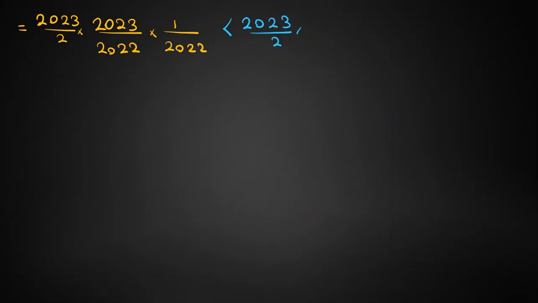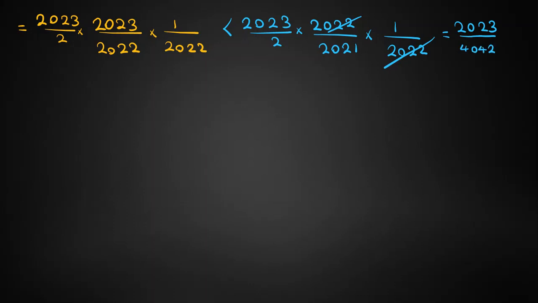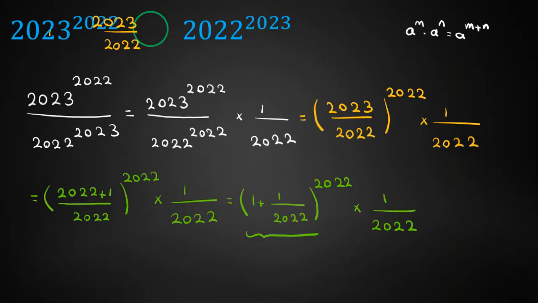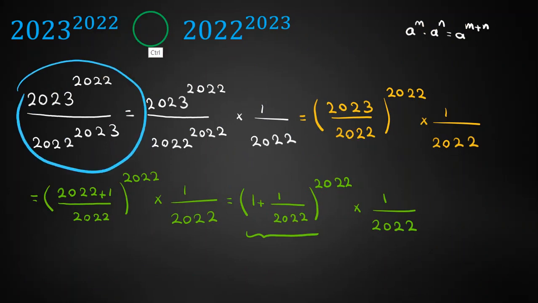The first fraction we write again. The second one we write as 2022 over 2021, times 1 over 2022. Now we cancel this, and it will be what? 2023 over 2 times 2021, which is obviously less than 1. So if we consider this, we can see that we've proved this fraction is less than 1. It means that it is less than this. So we proved 2023 to the power of 2022 is less than 2022 to the power of 2023.